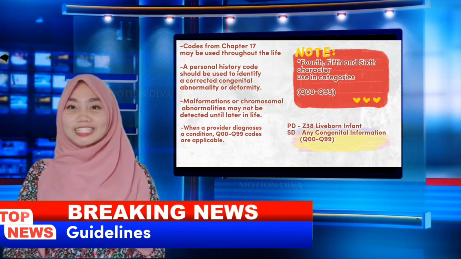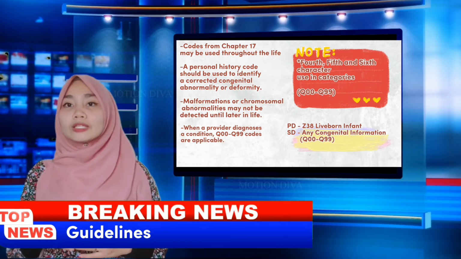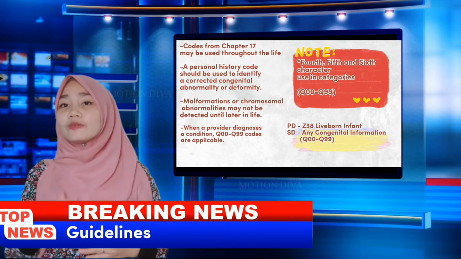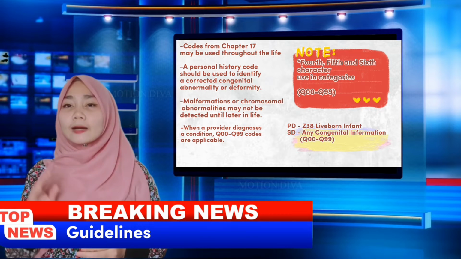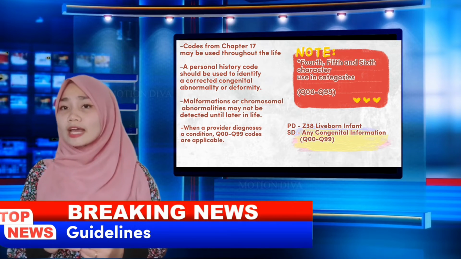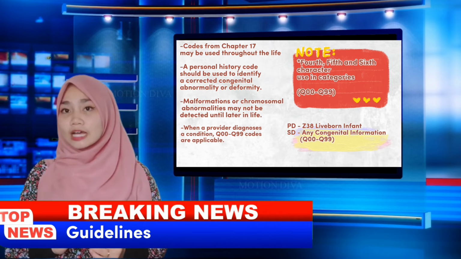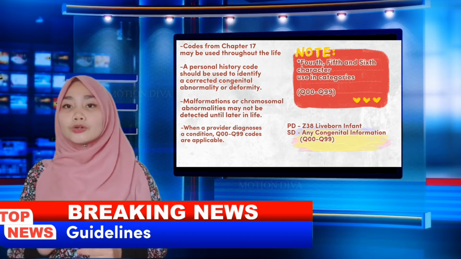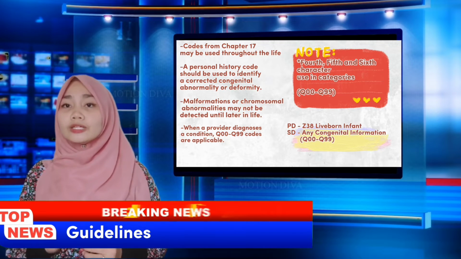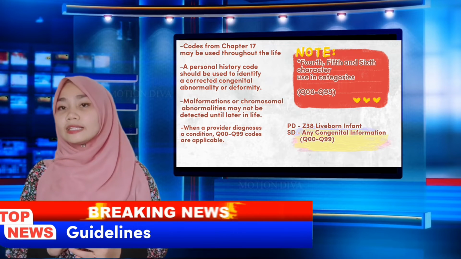Hi, my name is Nur Hazirah binti Zubir. Codes from chapter 17 may be used throughout the life of the patient. In the event that a congenital malformation or deformity has been rectified, a personal history code should be utilized to identify its history. An anomaly may not be discovered until later in life, even though it is present at birth. A code from the Q00 until Q99 range should be used whenever a medical professional makes a diagnosis.